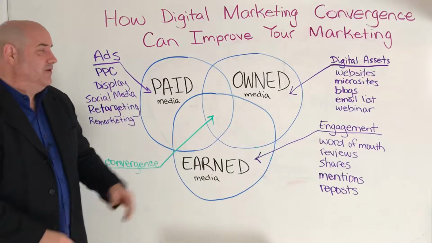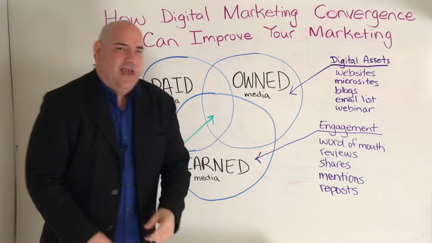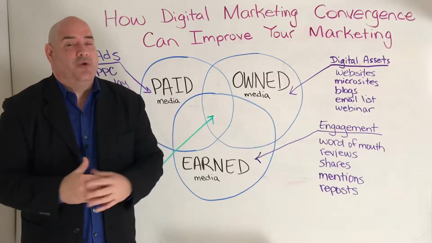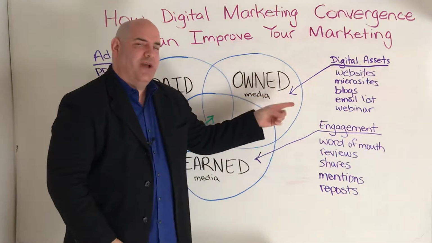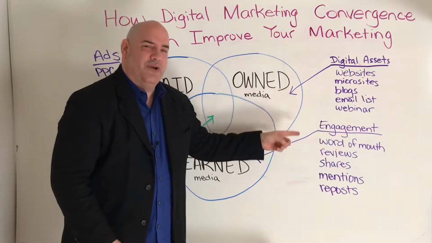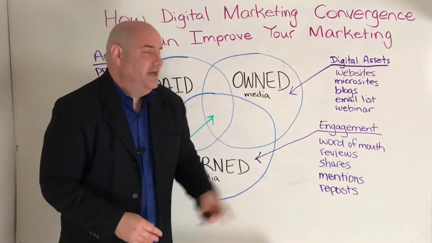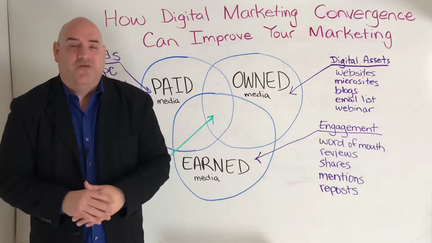The second one I'm going to talk to you about is owned media, which is this particular circle right here. Owned media is any digital asset that you have that you own online. Let me give you a couple examples. You have websites, microsites, blogs, email lists, webinars. Of course, there are many others; those are just a few that I posted here. At the top, you have websites. That's your website or any website that you have for your business.